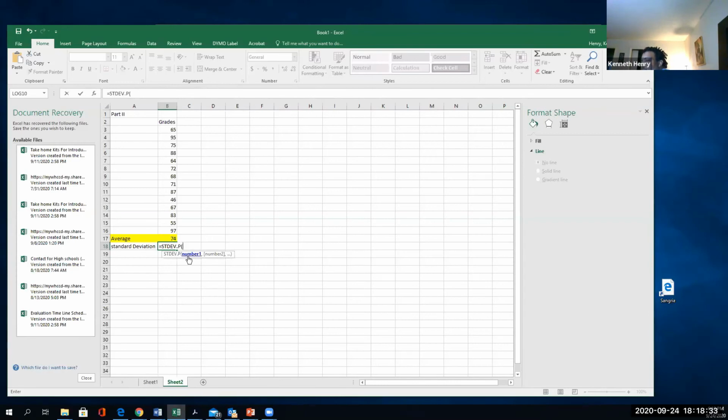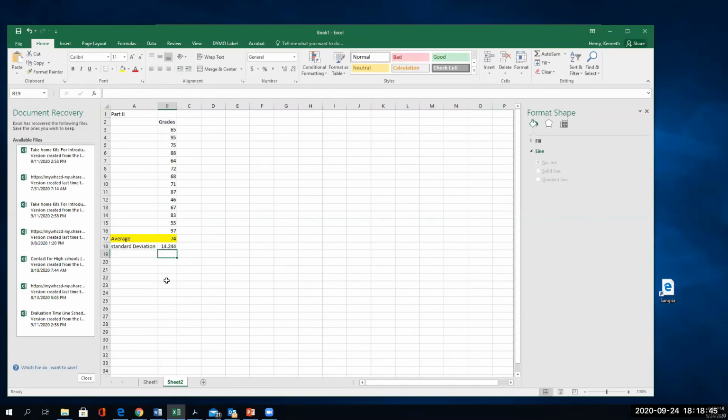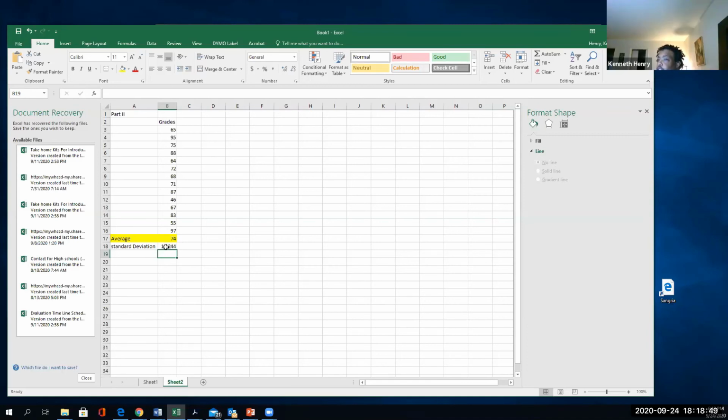So then, again, I would just select what I want to calculate the standard deviation of, close that parenthesis, and then that gives me my standard deviation. Let's say I don't want 5 significant figures, I just want 2 significant figures. So then I could just adjust what's being shown to me by hitting the decimal point going one way or the decimal point going the other way.